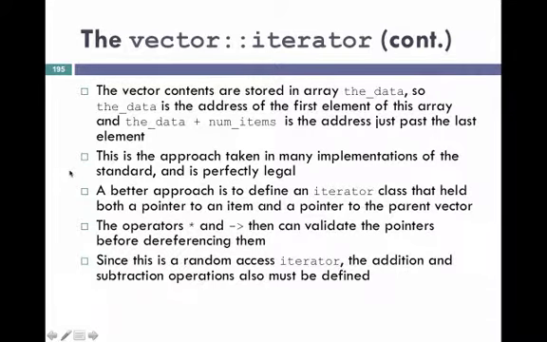This is the approach taken in many implementations of the standard. It's legal. A better approach would be to define an iterator class that held a pointer to an item and then a pointer to the parent vector. The star (dereference) and member access operators could then validate the pointers before dereferencing them. Since this is a random access iterator, the addition and subtraction operations also must be defined.